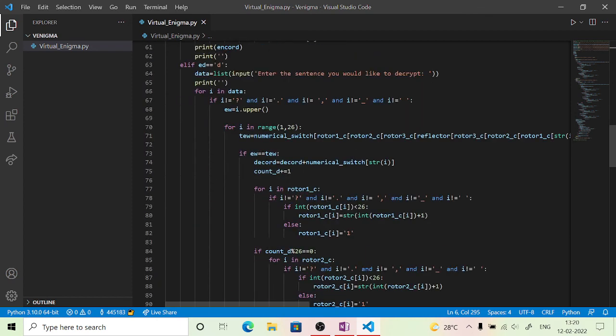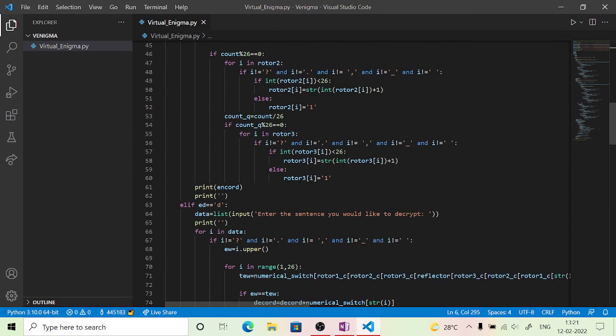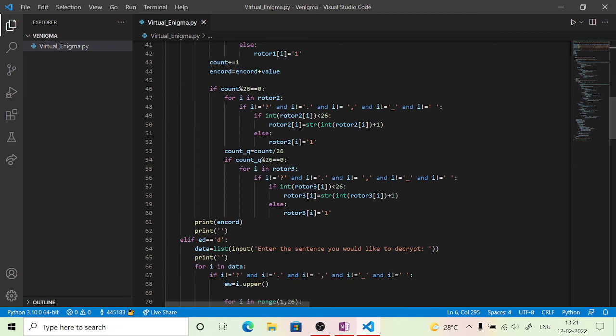And comes the decrypted part. As we have done the whole thing, the decrypted part would do the reverse encryption.